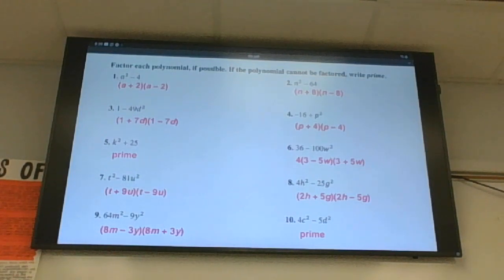The tricky one, I think, is number 5. Number 5 is prime. Why is number 5 prime? It has to be a minus to be able to do it. You can't do it with a plus because 5 times negative 5 makes a negative 25. That's the first thing with prime. Prime just means there's no way to factor it.